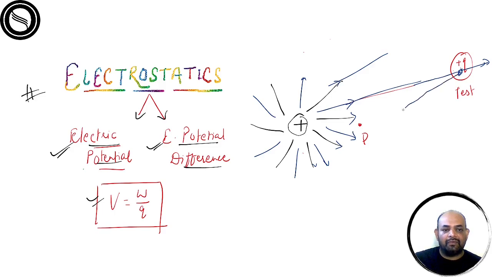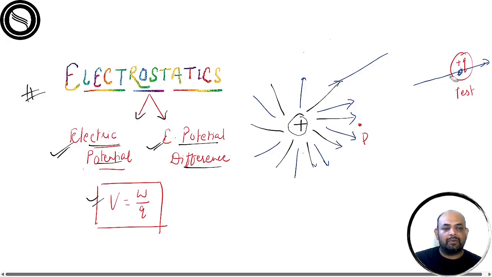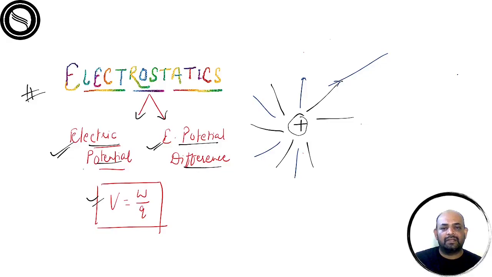So we have to do some work against the electric field. Whatever work we do will be stored in that charge as potential energy. This is how we define the electric potential. The word potential always comes with conservative forces, and the electric force is a conservative force. So now we can define the electric potential. One more thing: electric potential is always about one point.